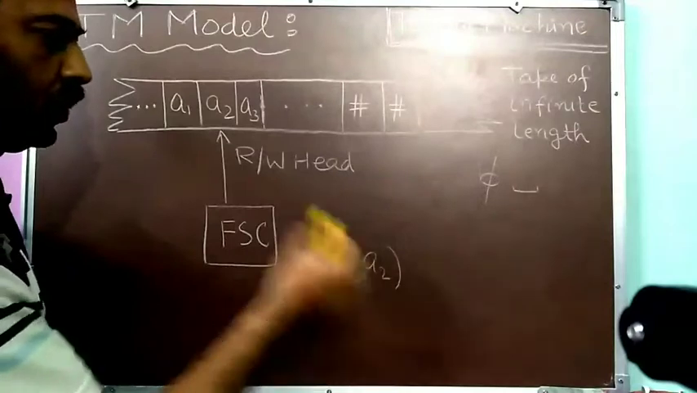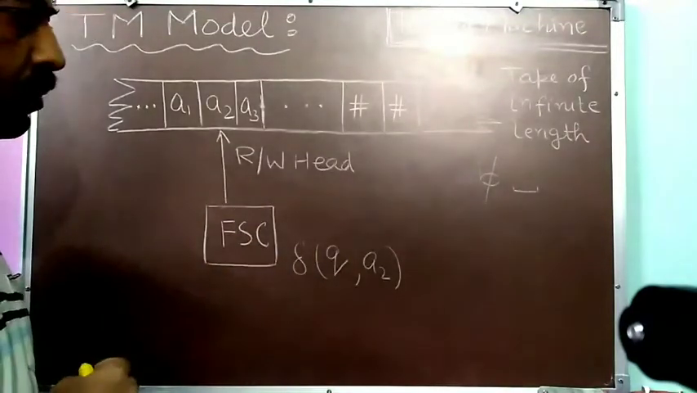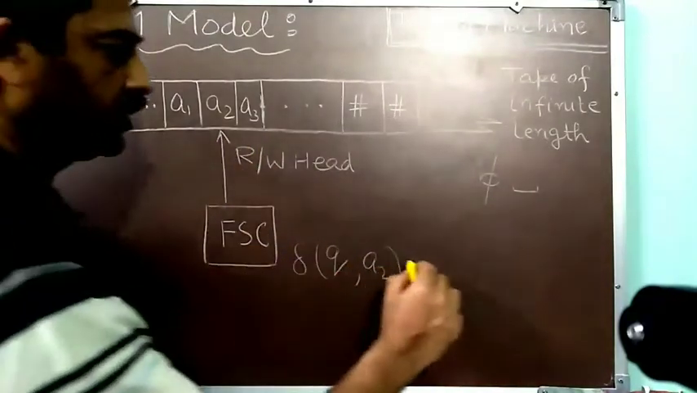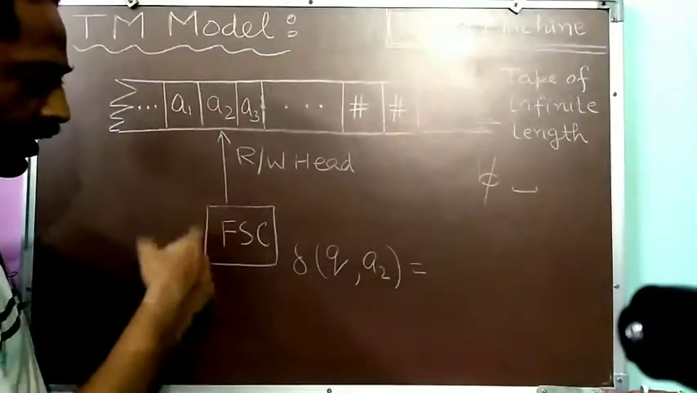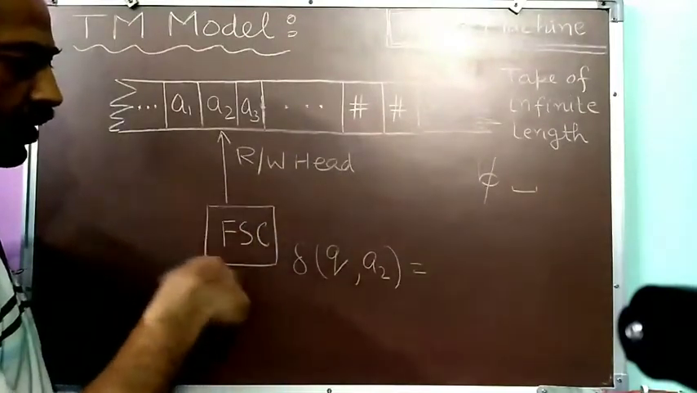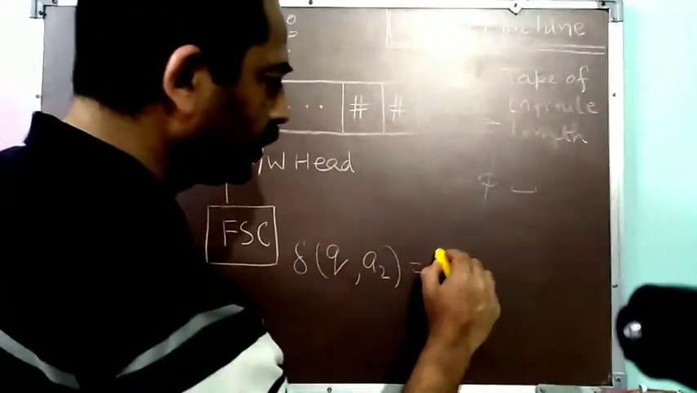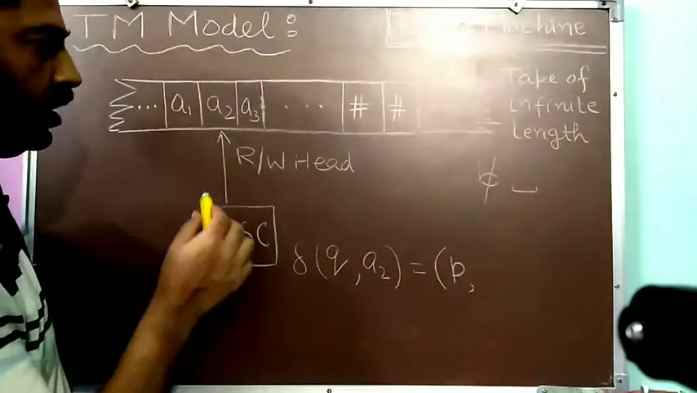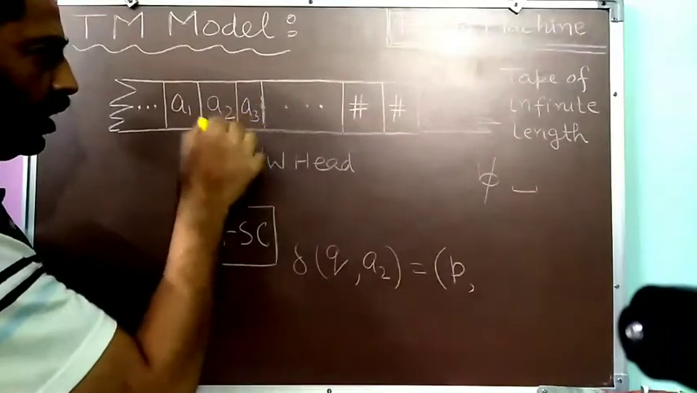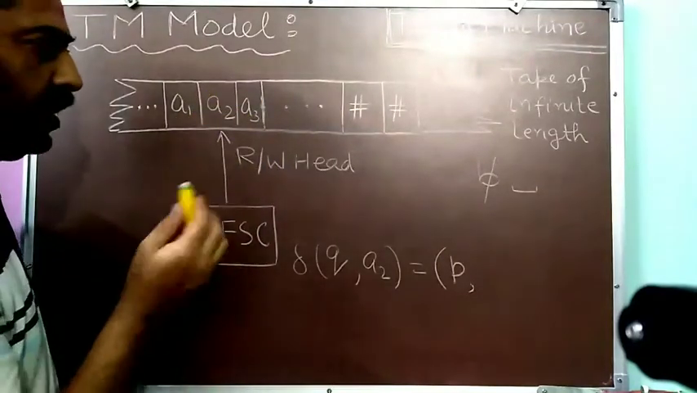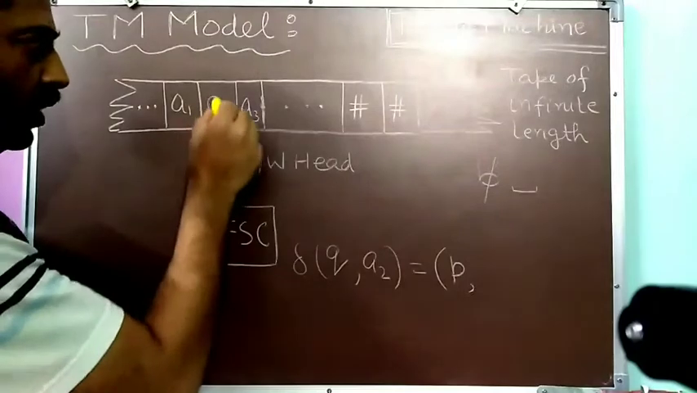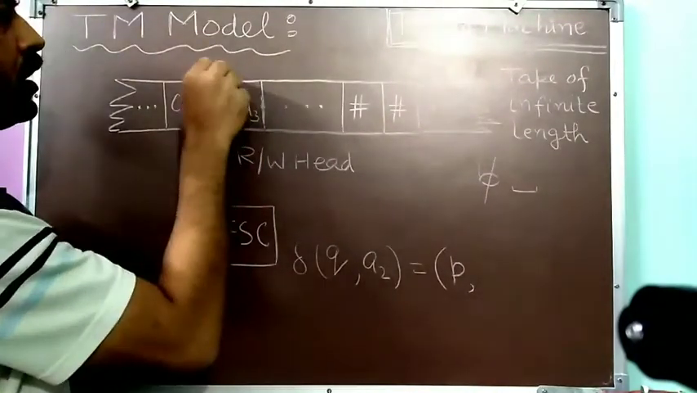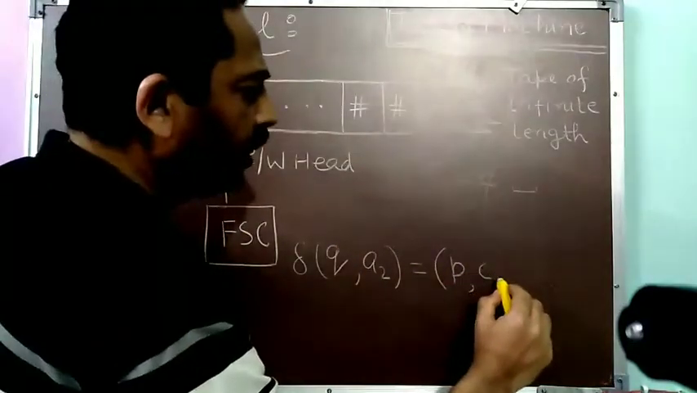So Q and A2. What will delta of Q and A2 be? These two will be the inputs, and on the basis of these inputs, your Turing machine will take certain actions. These actions are, first, what will be the new state of the finite state control, meaning what new state I am moving to. Suppose it is P. Then I decide what to write in the cell under the read-write head, meaning I can modify this cell. Suppose in place of A2, I choose to write some other symbol C. So I will write C here.